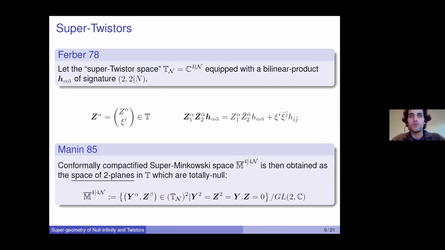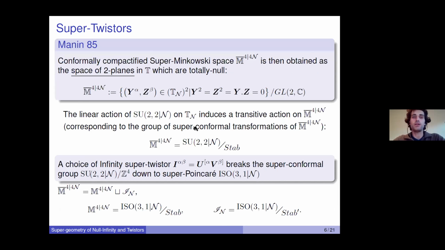Now, not only that, but you also have an extension of these conformal compactifications that goes through to the supersymmetric case. This is a result due to Yuri Manin in '85. He showed that you can define a notion of superconformal super-Minkowski space as the space of two-planes in this super-twistor space. And once again, it's exactly the same construction: the space of two-planes which are totally null for this super-metric. What this tells you is that it gives you a linear realization of the superconformal group on the super-twistor space, and it induces a transitive action on the superconformal compactifications.